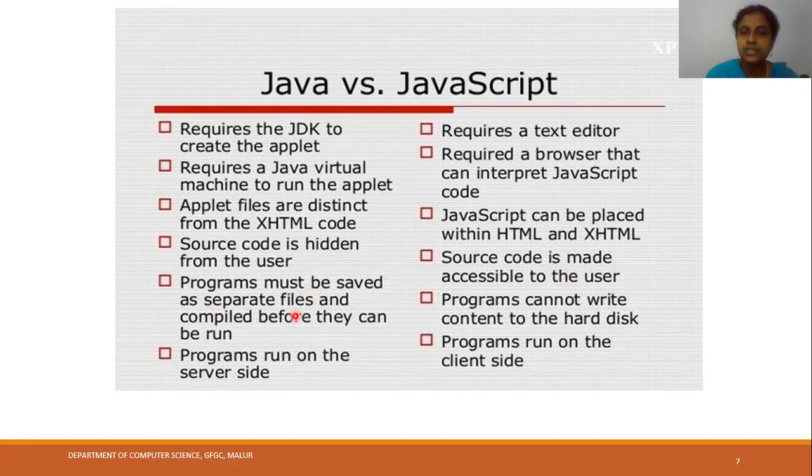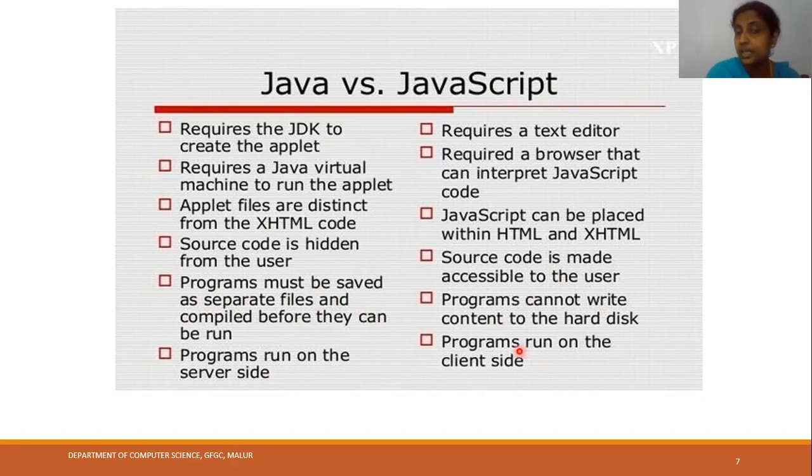In Java, programs must be saved and a separate file compiled before they can be run. Here no need of that compilation and all. You write a program, directly execute. If the program is correct, it will come in the browser. If wrong, it won't show any output. As a programmer, you only need to debug the coding and get it done. In Java, the program runs on the server side. Here the program runs on the client side. So these are the differences between Java and JavaScript.